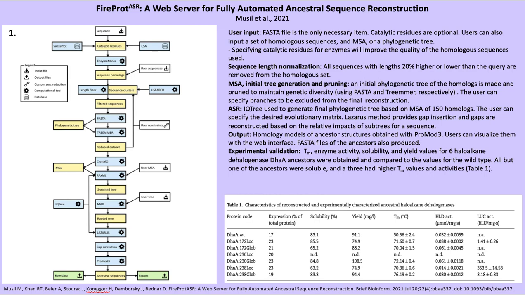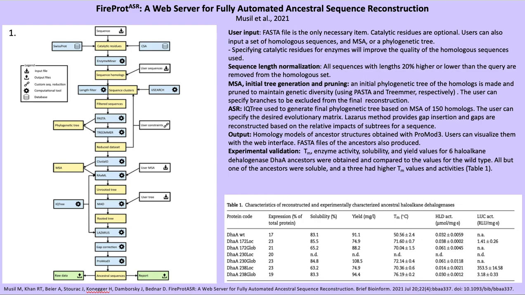The web server will then process the sequences, removing those 20% longer or shorter than the query, and then also using a similarity threshold. It ultimately will leave only 150 sequences after this stage. There's then a sequence alignment with MAFFT. They'll make an initial phylogenetic tree with the PASTA suite, and then they'll prune the tree to simplify it somewhat, and the user can choose specific branches of the tree to focus on for further calculations.